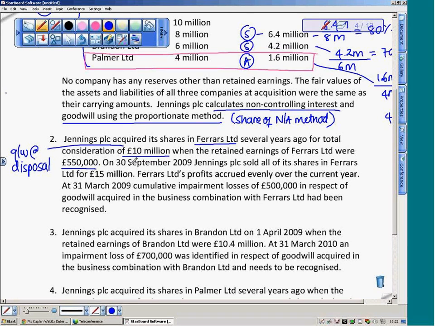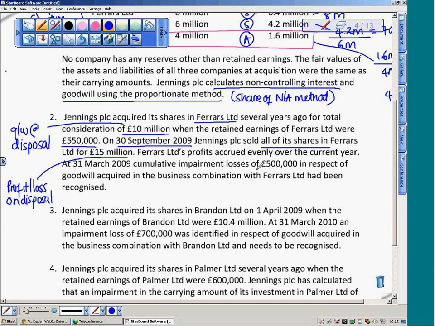It says on the 30th of September 2009, and that's obviously our current year, Jennings sold all of its shares in Ferrers for 50 million. So that's going to be relevant to work out the profit or loss on disposal. Also, be very careful to read the date. It is 30th of September, part way into our year. Our year end is March, so we're thinking about 6 months into the year that this transaction has actually happened.